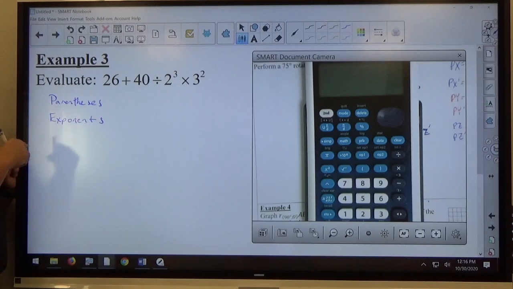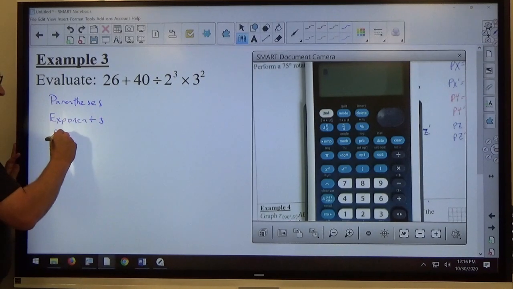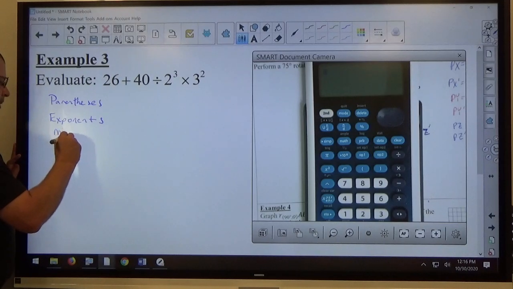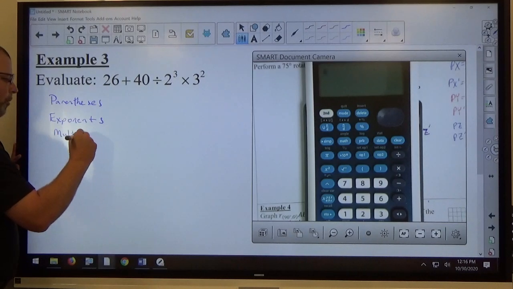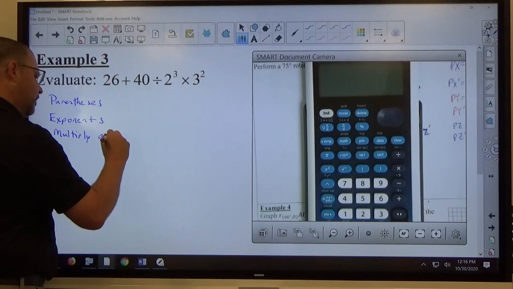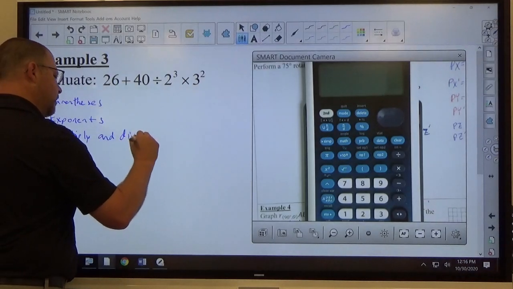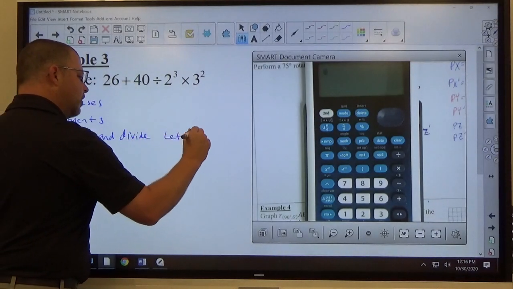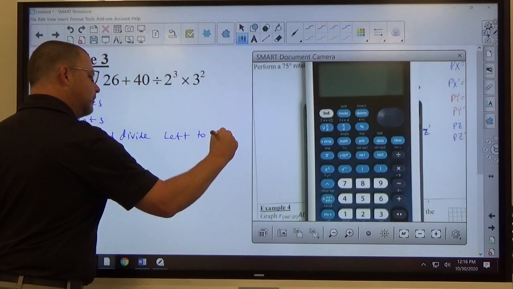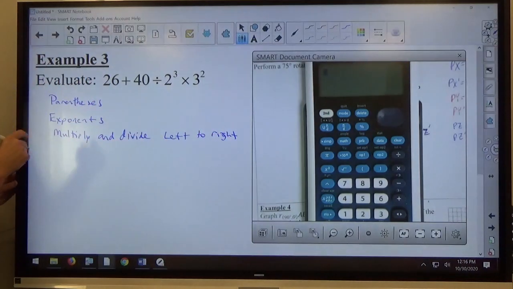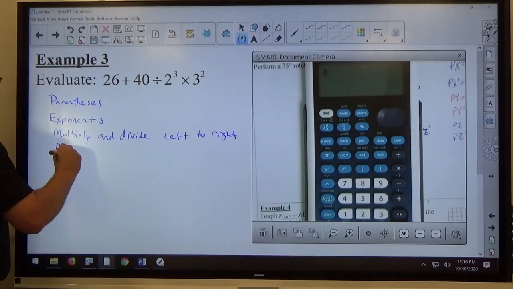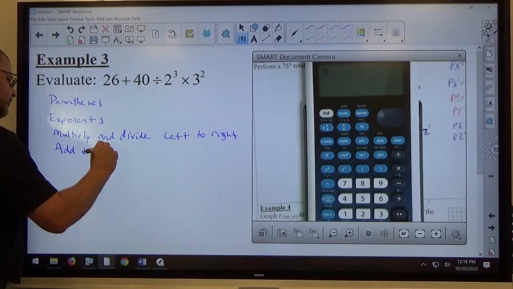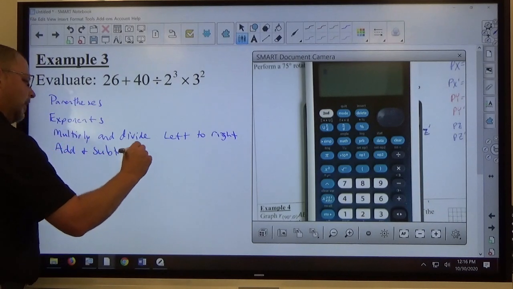The next thing is to multiply or divide from left to right. Or I should say multiply and divide. Left to right. As you see it, you do it. And then finally you add and subtract left to right.